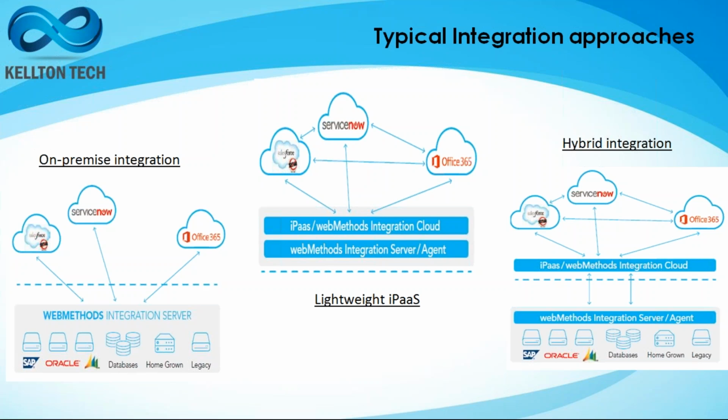The third representation, which we have most commonly observed, is that we have our webMethods integration cloud in the cloud domain, as well as our integration server or agent configured in our on-premise domain. This allows you to build interfaces which are called hybrid, wherein you can easily integrate your on-premise integrations along with the cloud integrations.